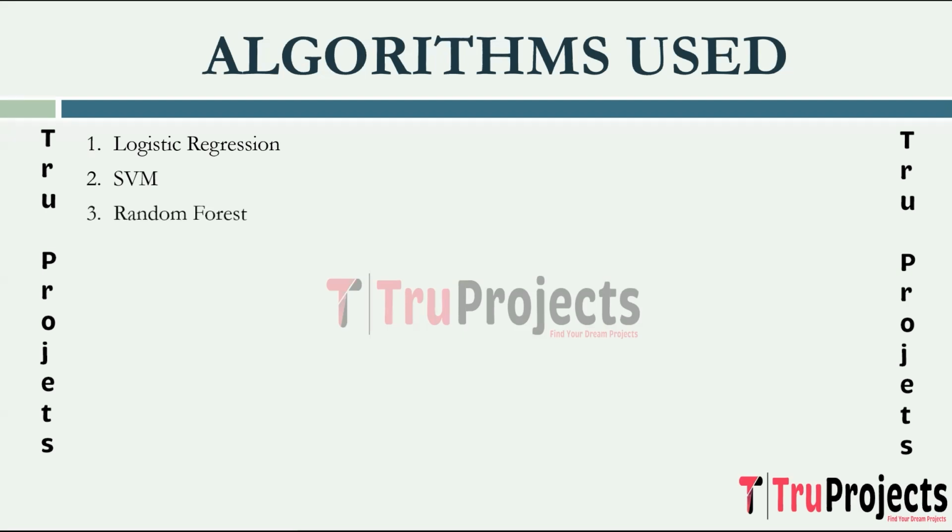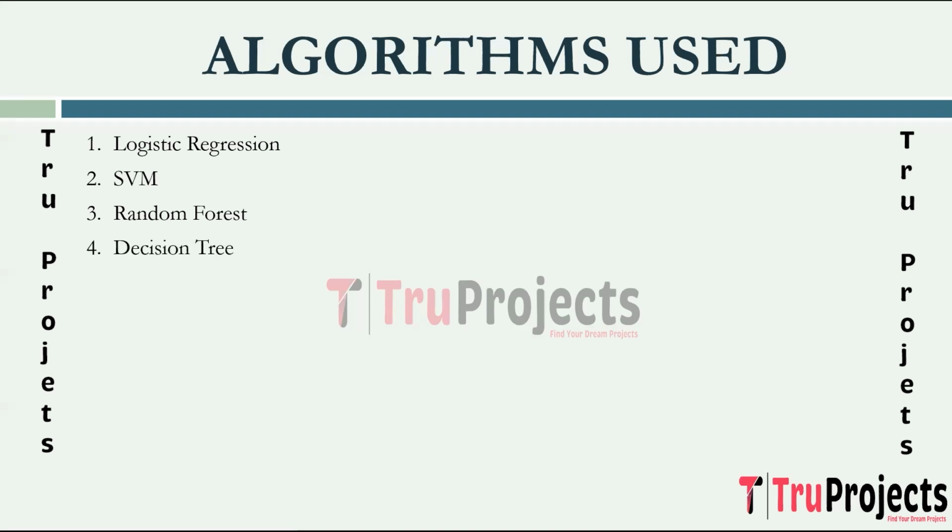Coming to random forest, it is an ensemble learning method that constructs multiple decision trees during training and outputs the mode of classes, which is classification, or the mean of prediction, which is regression, of the individual trees. Random forest is chosen for its ability to handle high dimensional data, reduce overfitting, and provide robust predictions, making it suitable for text classification tasks with diverse features.